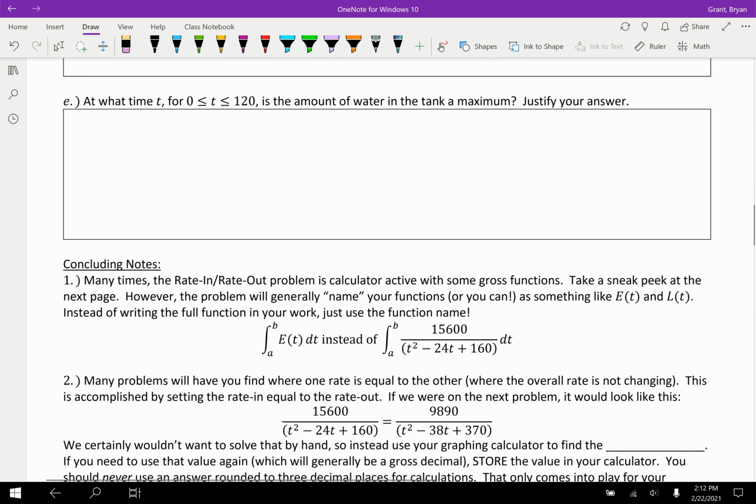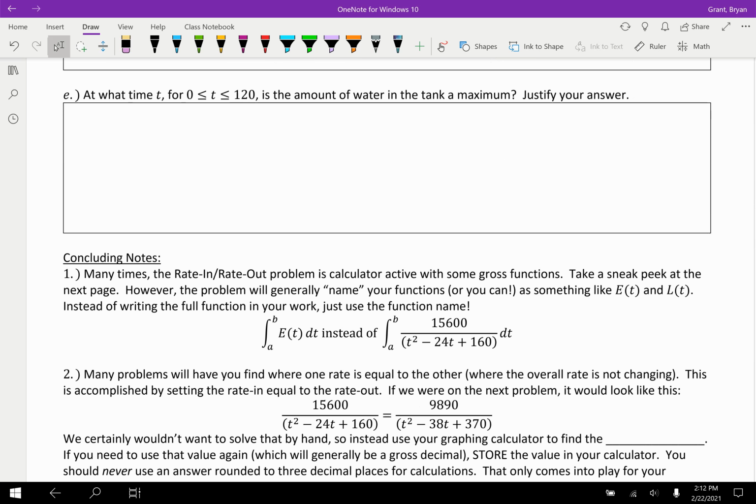Last but not least, part E. At what time is the amount of water in the tank a maximum? All right, well, they gave us a big time interval. They want to know the maximum amount. Oh, but hey, isn't that just like an absolute maximum? We want to know absolutely the largest amount. Now, they did ask for what time t.